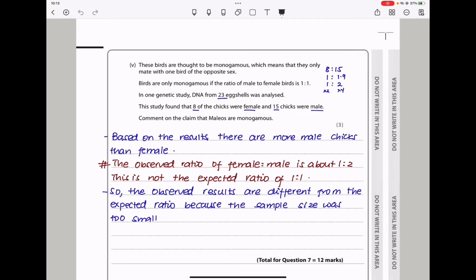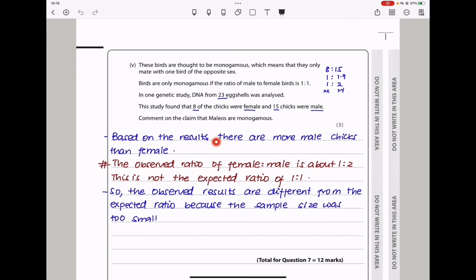Remember, to be monogamous, the ratio has to be 1:1. But here, if we can see the ratio of male to females, females are going to be 8, as we can see here, and then 15 are going to be males. So the ratio is 8 to 15, which is 1 to 1.9, or you could say 1 to 2. This ratio is not 1:1, so they will not be monogamous. So the idea that they are monogamous could be because the sample size was too small.